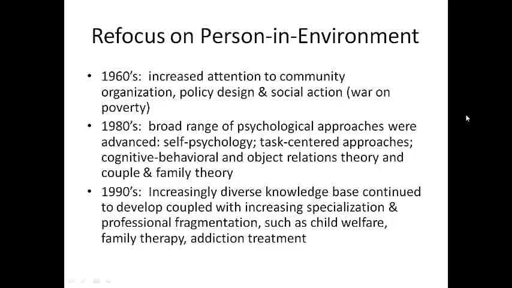And then we began to see a refocus on the person and environment. In the 1960s, we saw an increased attention to community organization, policy design, and social action. This is when we had the war on poverty. And then in the 1980s, we saw a broad range of psychological approaches that were advanced: self-psychology, task-centered approaches, cognitive behavioral and object relations theory, and couple and family theory.